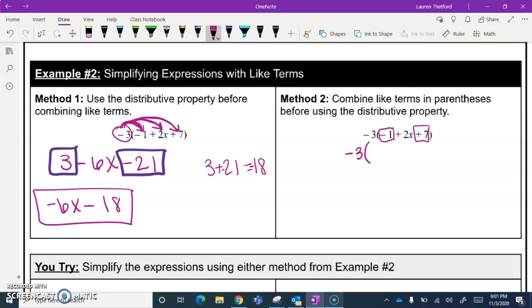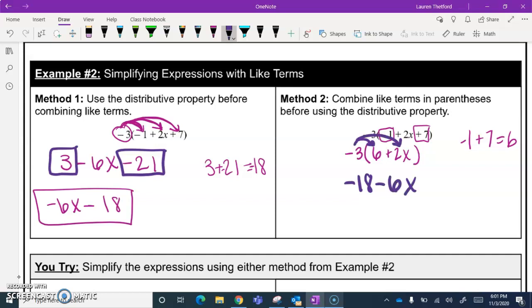-1 plus 7 gives us a +6 because we have -1 plus 7. Those are different signs. We get 6. 7's bigger and it's positive. And then plus 2x. -3 now times +6 is -18. And -3 times +2 is -6x.